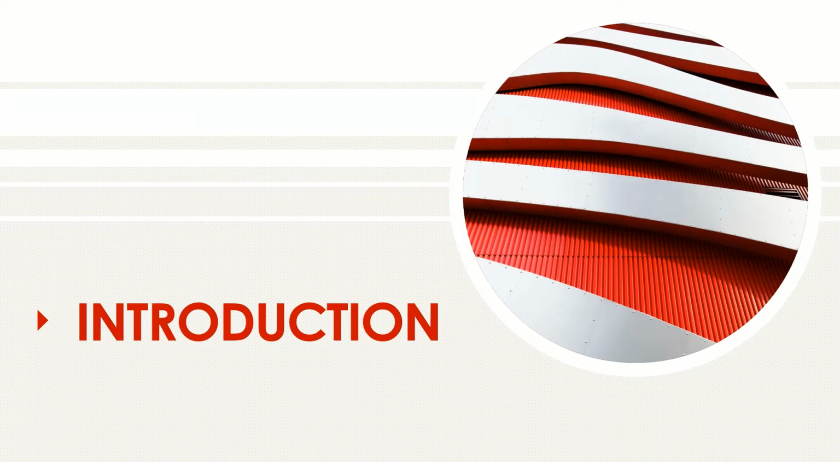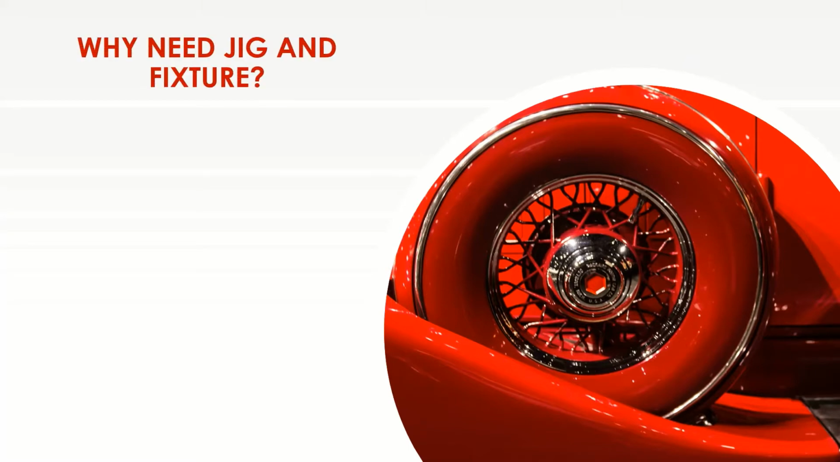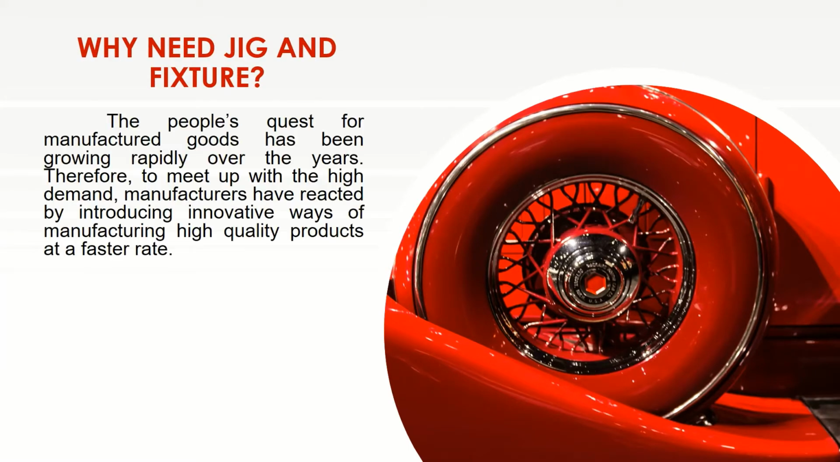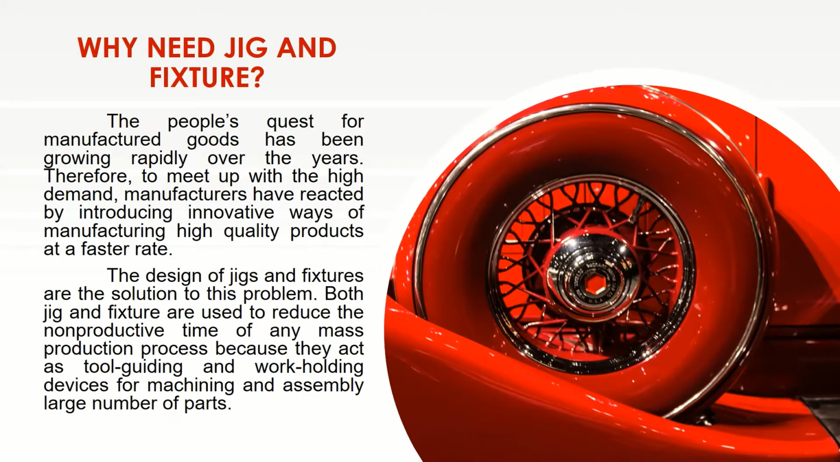For introduction, I'm going to present about why we need jig and fixture. So, the people's quest for manufactured goods has been growing rapidly over the years. Therefore, to meet up with the high demand, manufacturers have reacted by introducing innovative ways of manufacturing high-quality products at a faster rate. The design of jigs and fixtures are the solution to this problem. Both jig and fixture are used to reduce the non-productive time of any mass production process because they act as tool guiding and work-holding devices for machining and assembly large number of parts.